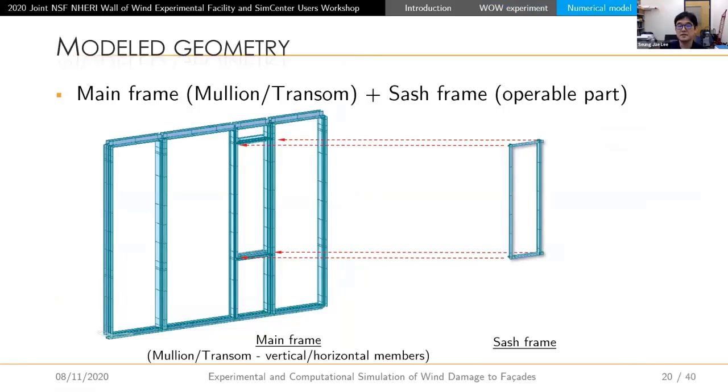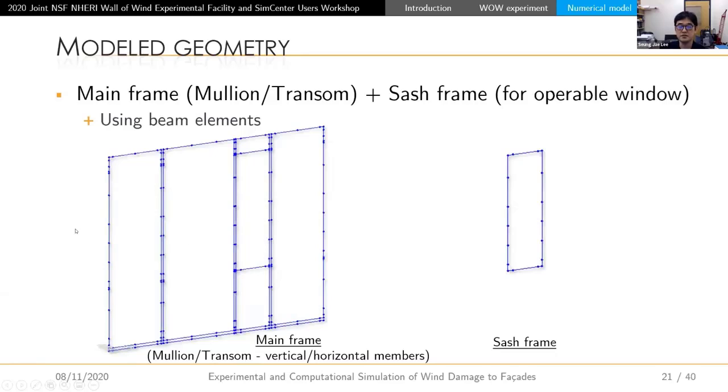Right, so let me talk about the numerical model briefly. Our test specimen has an operable part, meaning it has a chassis frame. In case there is no operable part, there's no chassis frame. But anyway, we have the operable parts. So we have a chassis frame as well as a main frame, which is composed of mullion and transom, which are the vertical and horizontal members. And this chassis frame for the openable window is supposed to be put on this location.